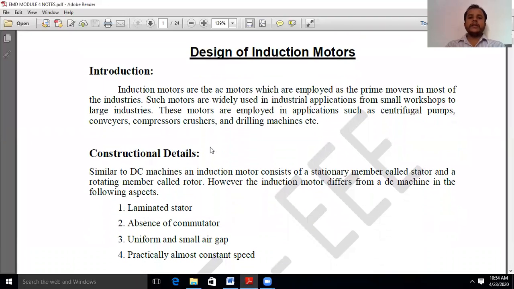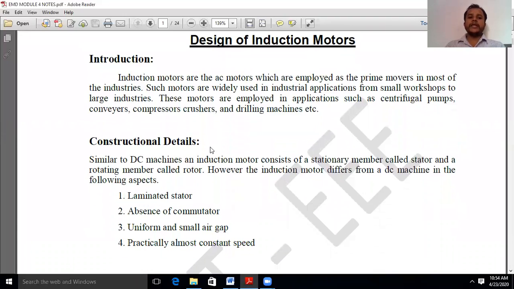Now, the construction of this induction motor, as we all know, is similar to the DC machine. It consists of a stationary member called stator and a rotating member called rotor. There are two parts, one is stator and another one is rotor. However, the induction motor differs from a DC machine in the following aspects.